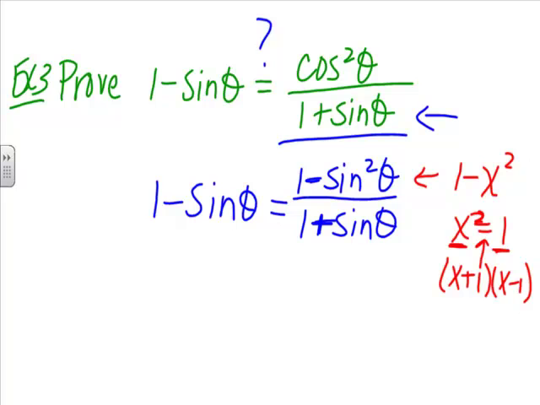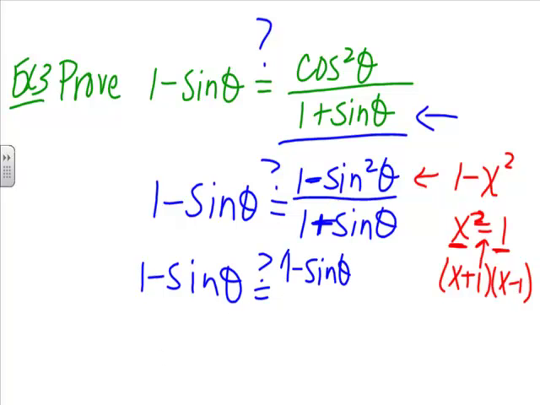So even though this is maybe yucky looking trig, we can do the same thing. Keep my question mark here. And so that 1 minus sine squared theta is the same as 1 minus sine theta times 1 plus sine theta, all over 1 plus sine theta.